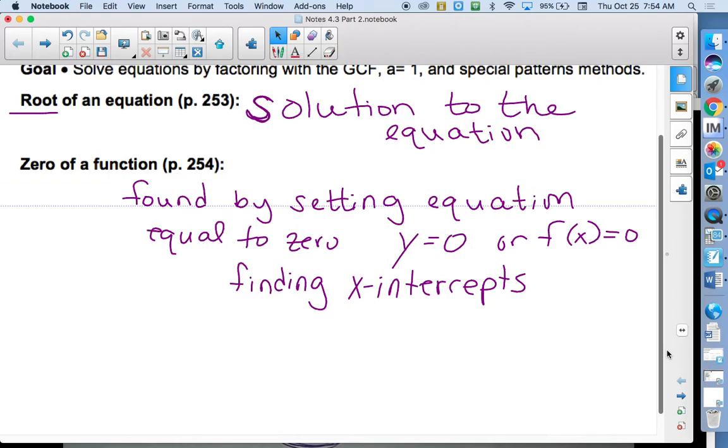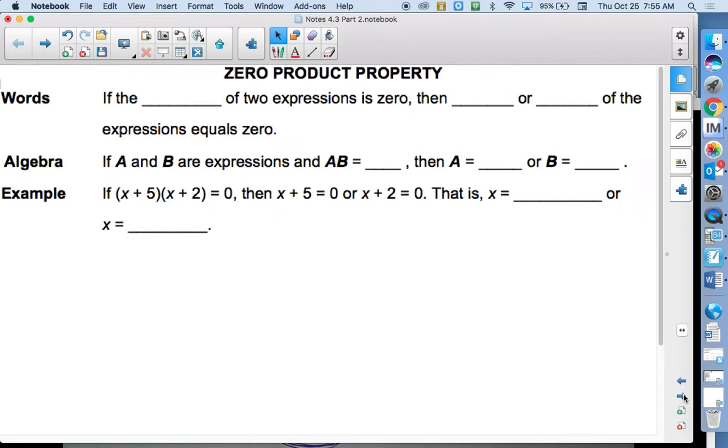So a root and a 0 are really the same thing. We're still finding x. We're solving for x. So if you see either one of those terms, both of them just mean find x. The other little definition underneath here is actually a property. Kind of like geometry where you have all those theorems. We have a little bit of properties in algebra that we talk about. And this one's called the zero product property.